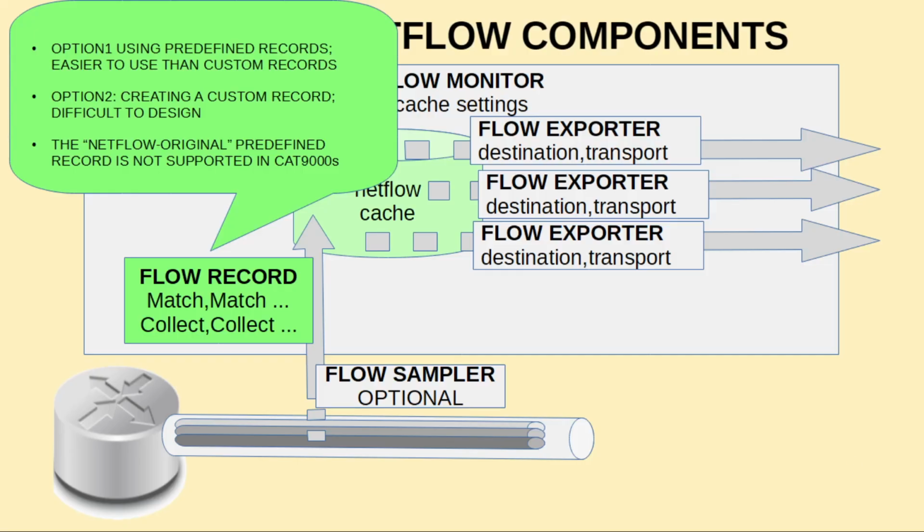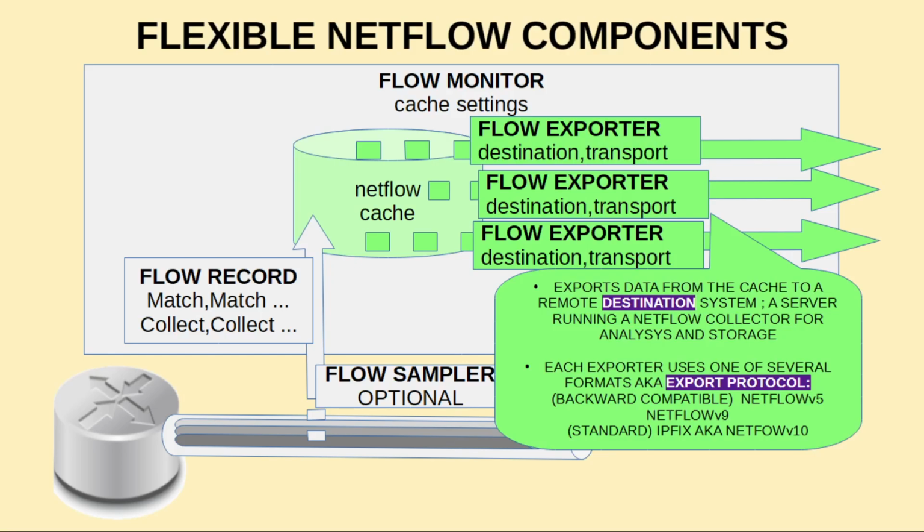Remember that we have two types of records. Option 1, using predefined records that are easier to use than custom records. Option 2 is creating a custom record, which is difficult to design. The NetFlow original predefined record is not supported in Catalyst 9000.